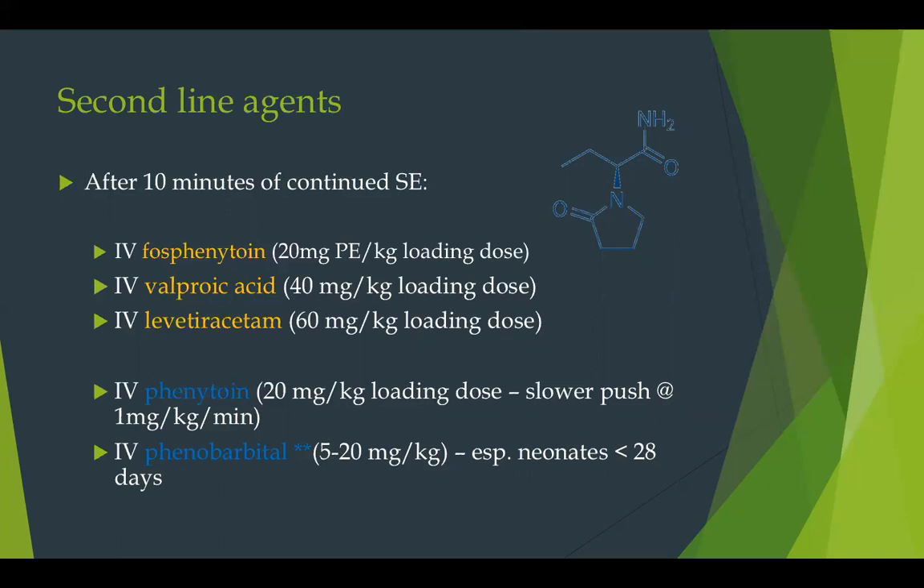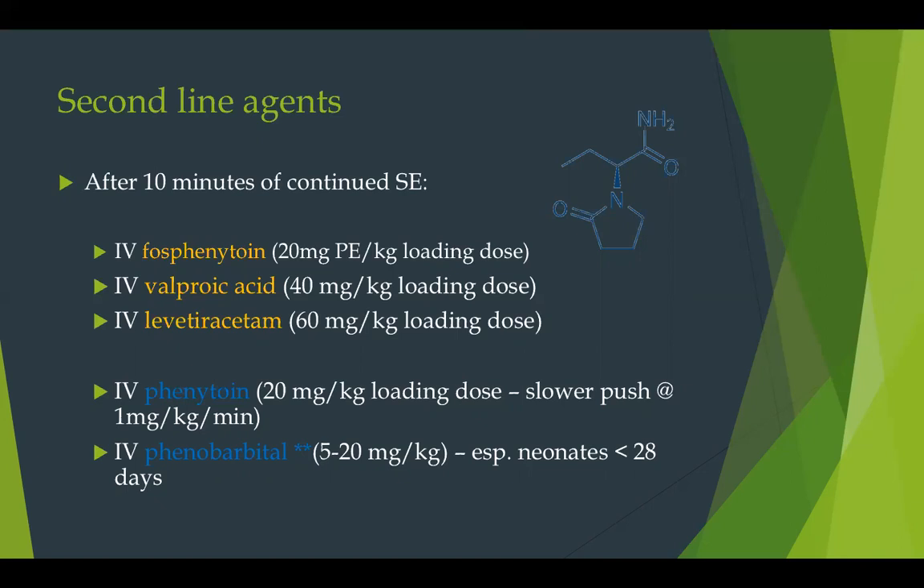Other possibilities, less used though, is phenytoin, 20 per kilo. You have to push that slower because of the local tissue issues and phlebitis and all the other issues related to propylene glycol diluent that's in the phenytoin.